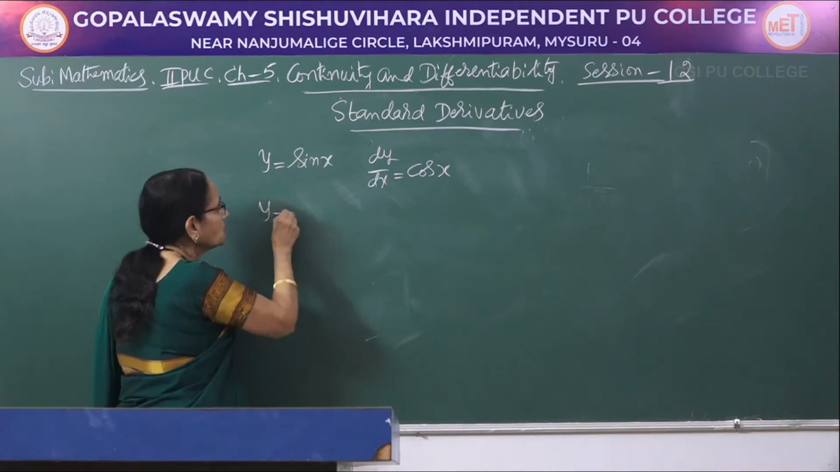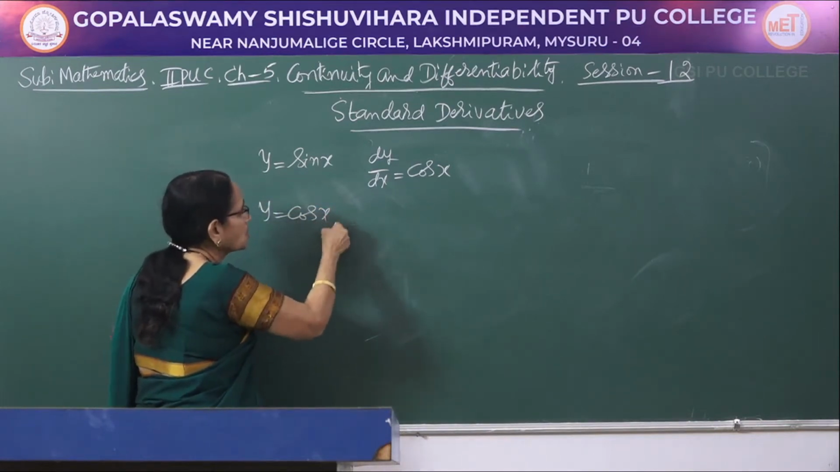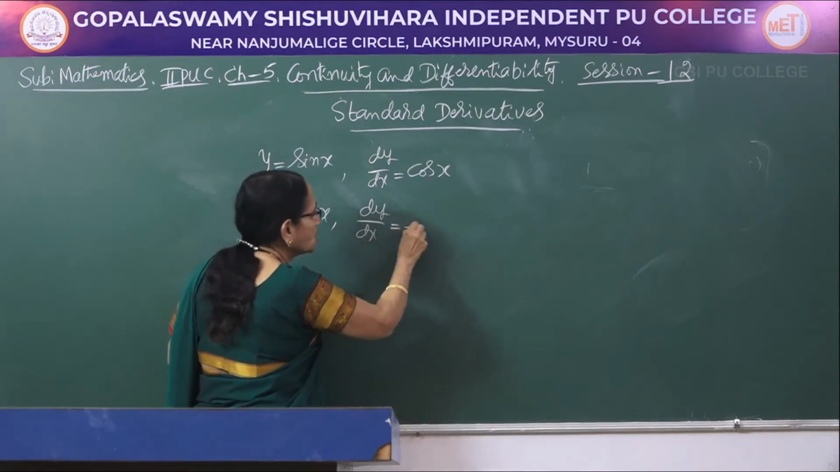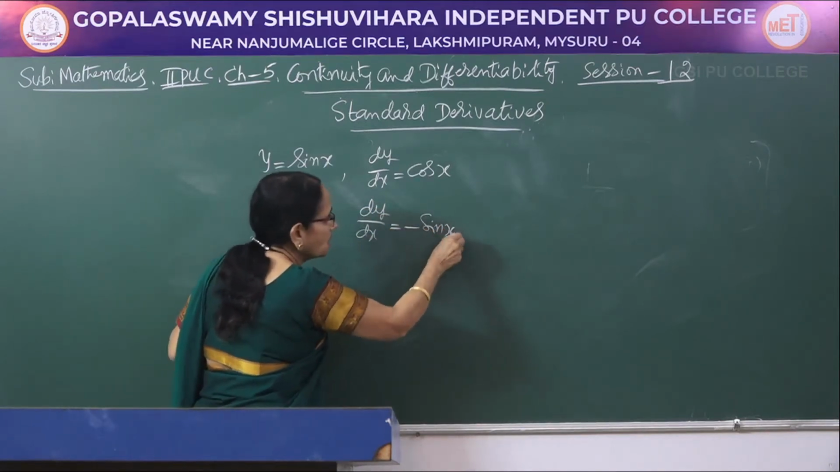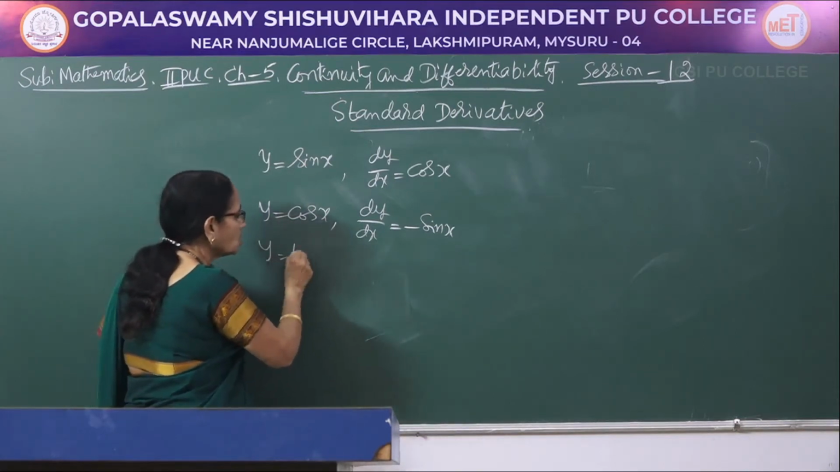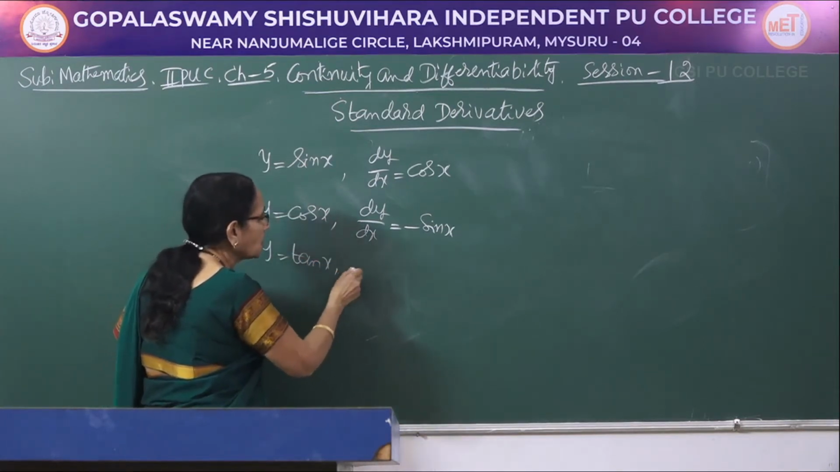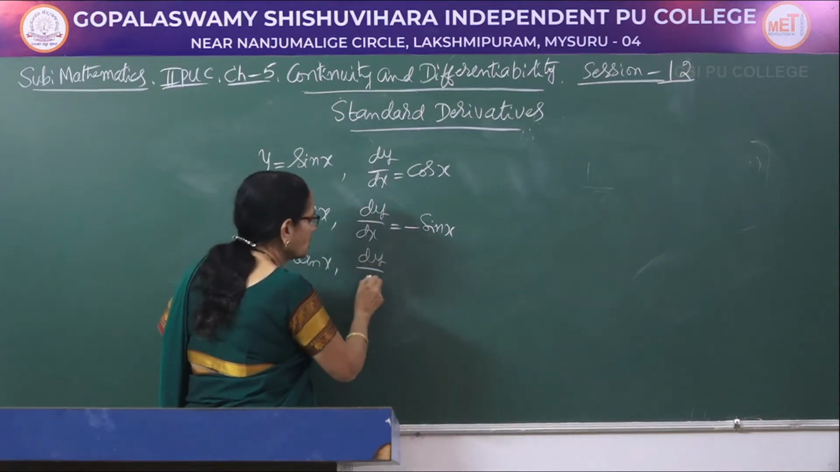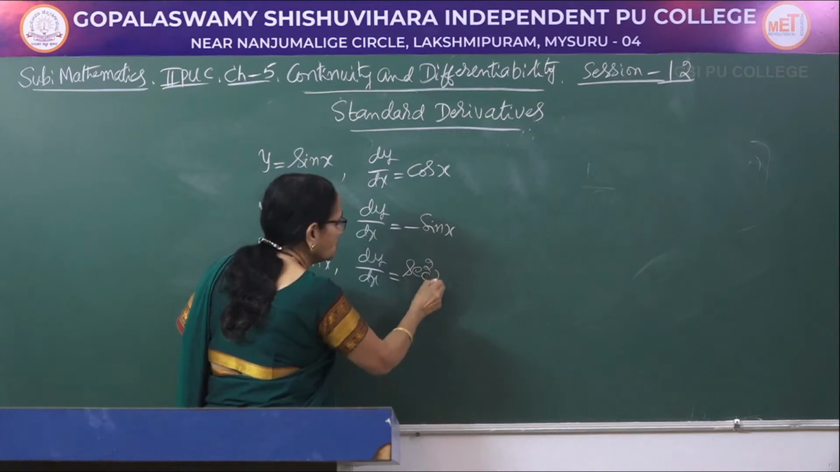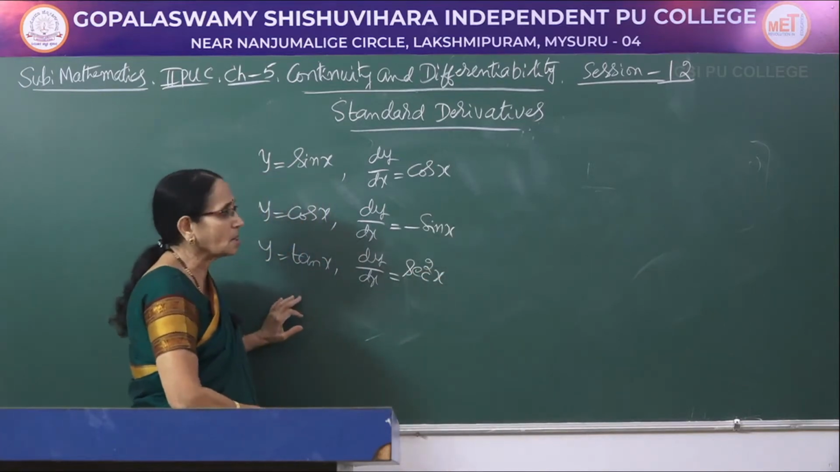Now, if y is equal to cos x, then dy by dx would be equal to minus sin x. So, be careful about the sign. Now, y is equal to tan x, then dy by dx would be equal to secant square x. dy by dx is secant square x.